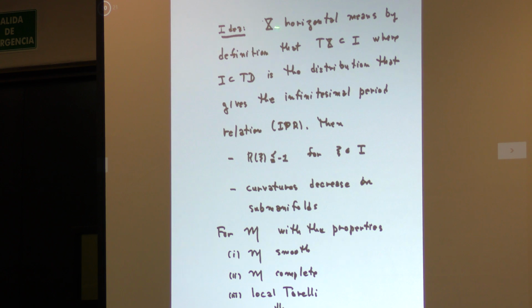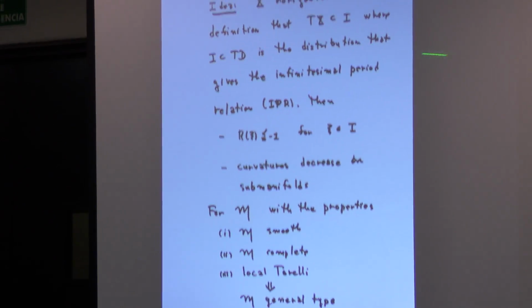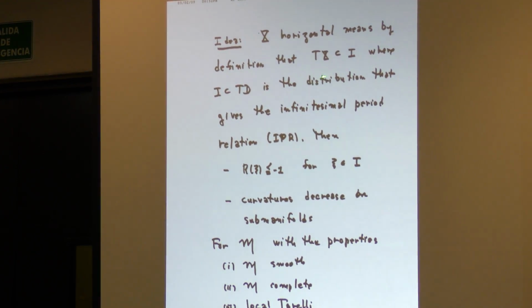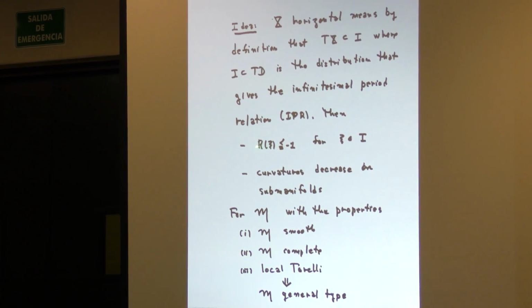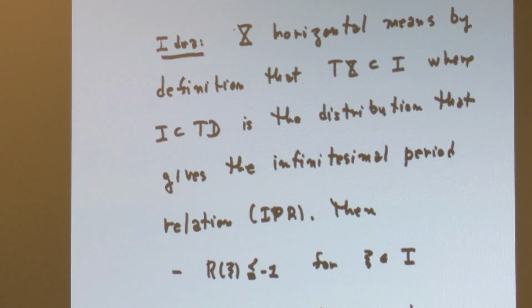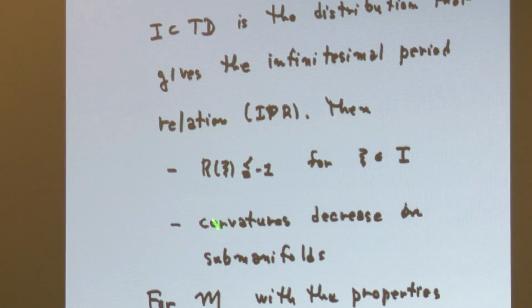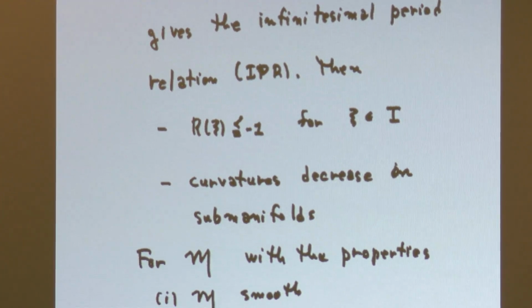Horizontal means that the tangent bundle of X lies in a sub-bundle of the tangent bundle of this period domain that's given by what's called infinitesimal period relations. When you have a family of varieties and you look how their Hodge structures vary, they have differential constraints. If those are satisfied, then you begin to get good curvature properties. And in particular, you get this negative holomorphic sectional curvature for any smooth X. And here you have to use the curvature decrease on submanifold property that I mentioned, so that comes in.